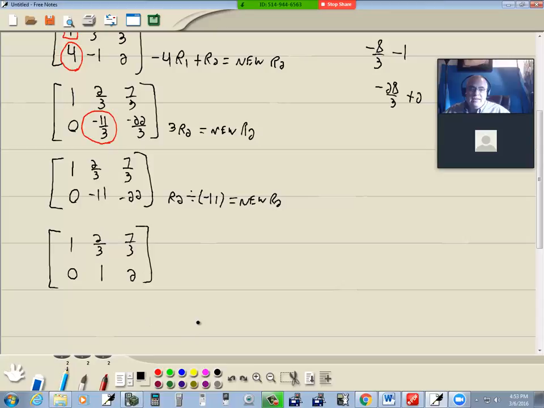Now that's a Gaussian elimination. Now Gauss-Jordan says you go back up the diagonal. You start here and you want to get zeros above it, and then we go here and get zeros above it. We see if we multiply the 1 here by -2/3 and add it to 2/3 here, we get a 0. So we'll take -2/3 times row 2 and add it to row 1, and that's going to give us our new row 1.